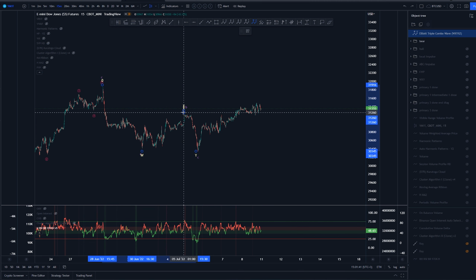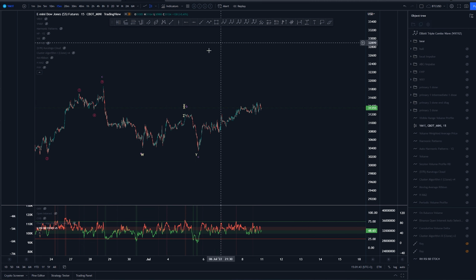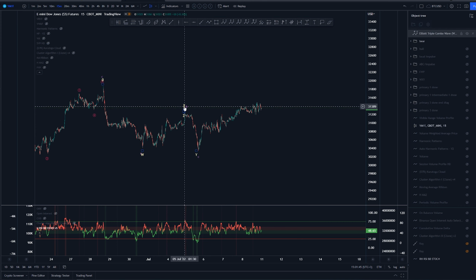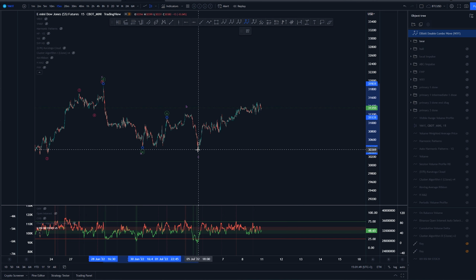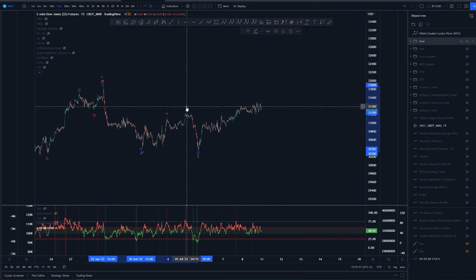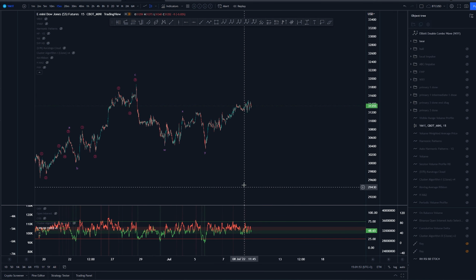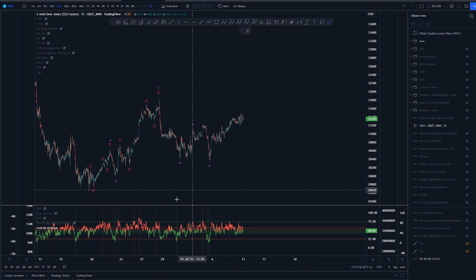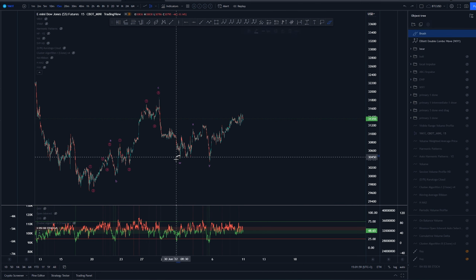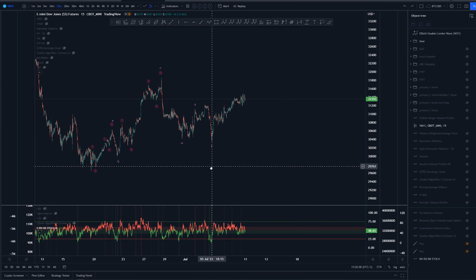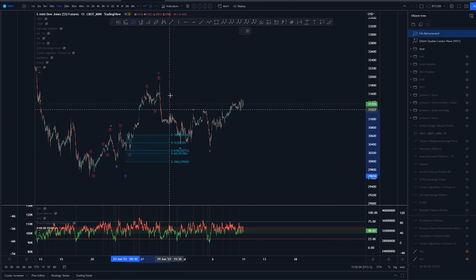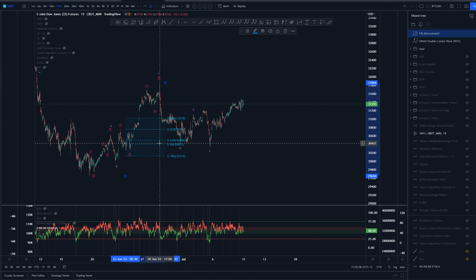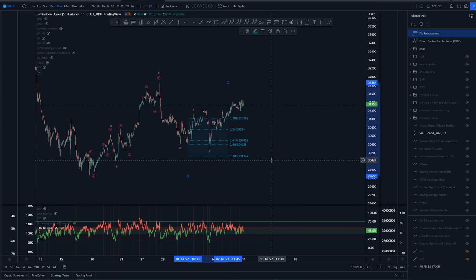So we could be labeling, whoops, not like that. Let me redo that again. Or something like this. Again, the wave Y did take out the wave W bottom here, so that is fine. Overall, we did not retrace too much of this first leg, around the golden pocket, just beyond.